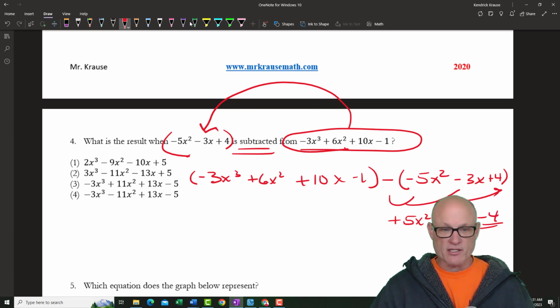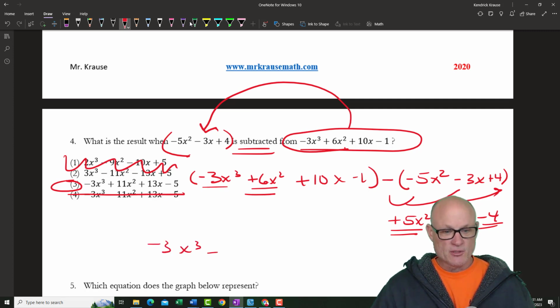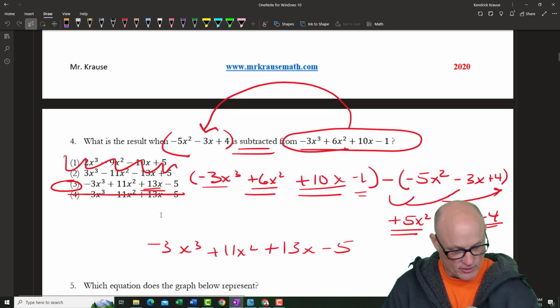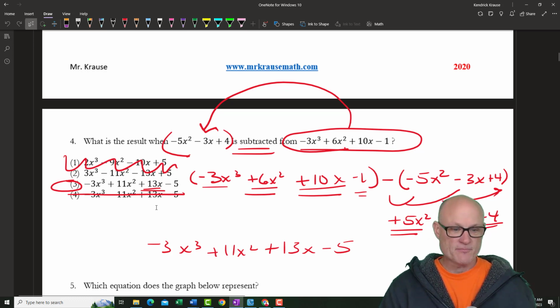So I know I've got a minus, let's see, we're going to put all this stuff together. So I got minus 3x cubed, so it's not these two. Now I've got 6x squared and 5x squared. That's positive 11x squared. So far it looks like that's the answer. So I got negative 3x cubed plus 11x squared plus 10 plus 3, that's plus 13, minus 1, and minus 4 is minus 5. And so there's the big winner. Big, simple question. All right, next question we're going to do is 5.